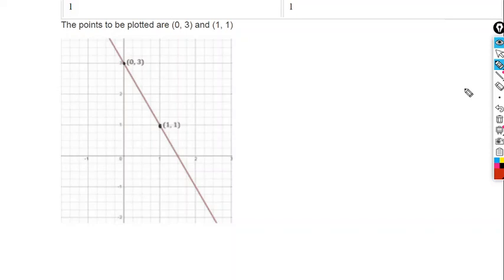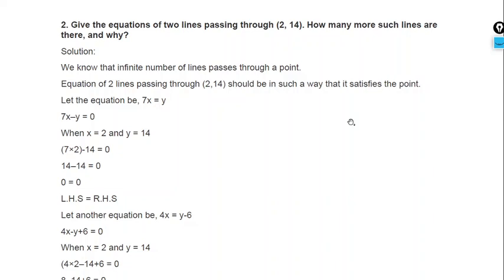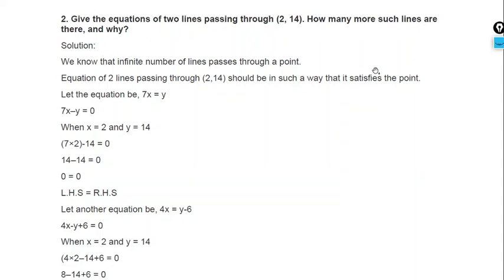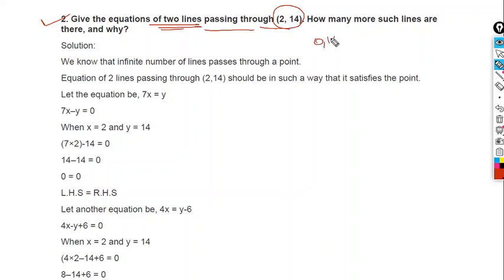Now we'll move to question number 2. Let's see what question number 2 is saying. Give the equation of two lines passing through 2, 14. How many such lines are there and why? Very nice question. That means the point is 2, 14, that is x equal to 2 and y equal to 14.